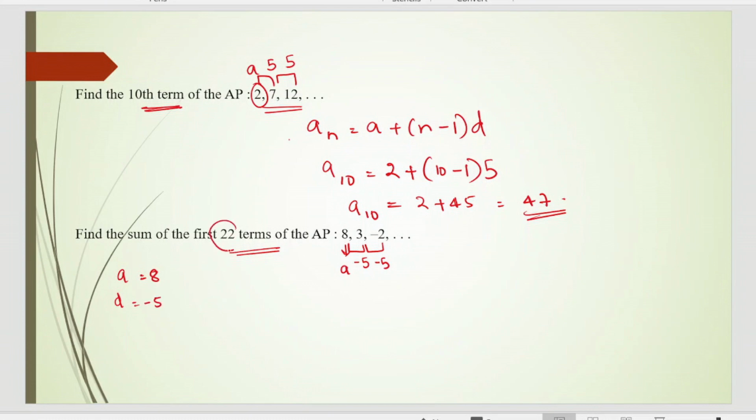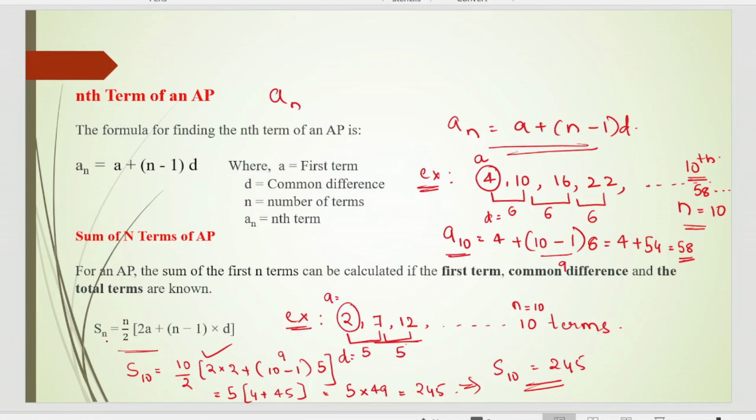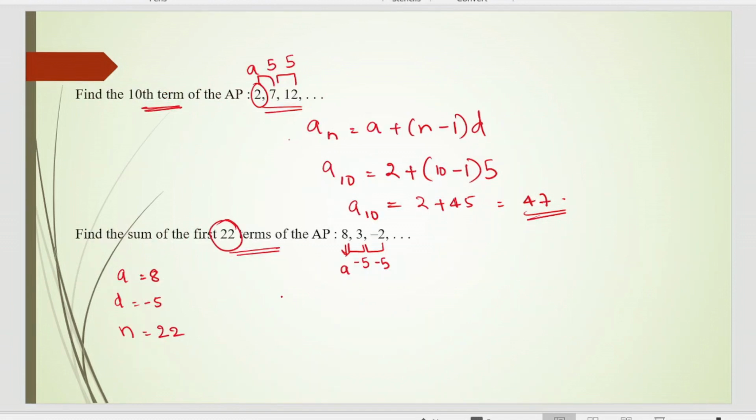Here he has given the sum of 22 terms. So n is equal to 22. So what is the sum of 22 terms formula? Which is Sn is equal to n by 2 of 2a plus n minus 1 of d. Now let us substitute the a, d and n values here.